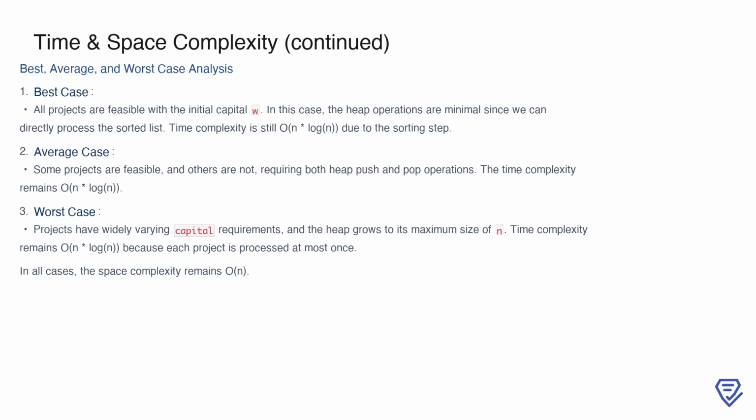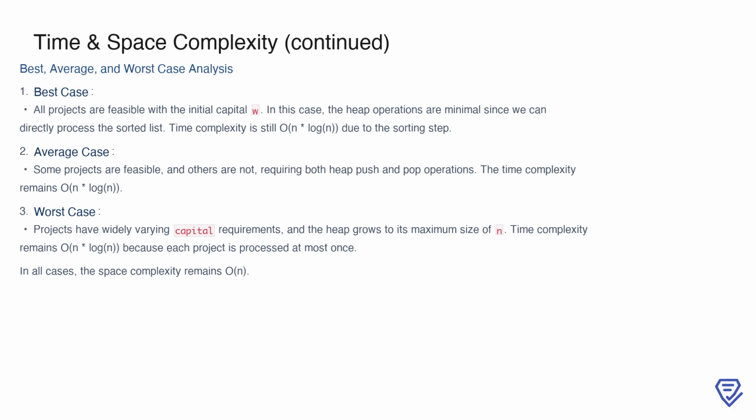Lastly, let's consider the best, average, and worst case scenarios for this solution. In the best case, all projects are immediately feasible with the initial capital W. Here, the heap is barely utilized because we can directly process the sorted list, though the time complexity remains n log n due to the sorting step. In the average case, we encounter a mix of feasible and infeasible projects, requiring heap push and pop operations to manage the selection process. Even so, the time complexity stays at n log n.